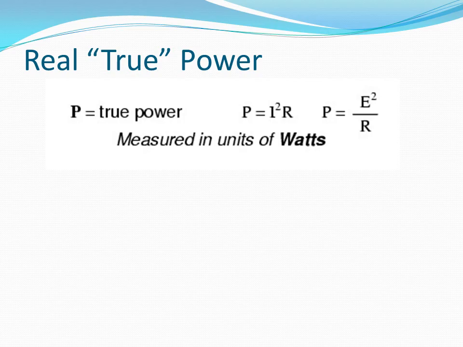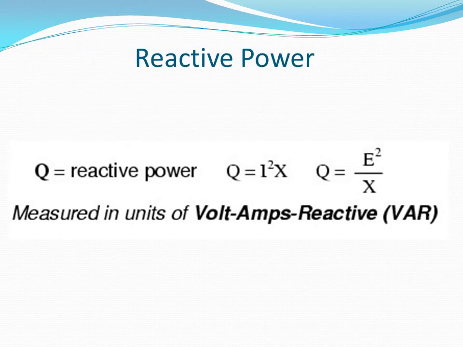Real power is the product of the square of the current and the resistance of the circuit. This can be easily measured using a piece of equipment called a wattmeter. Reactive power is the product of the square of the current again, and this time multiplied by the circuit's reactance. It is given the units VAR.